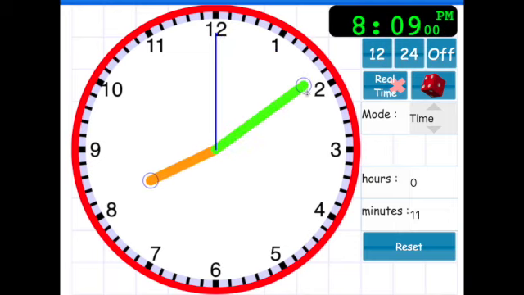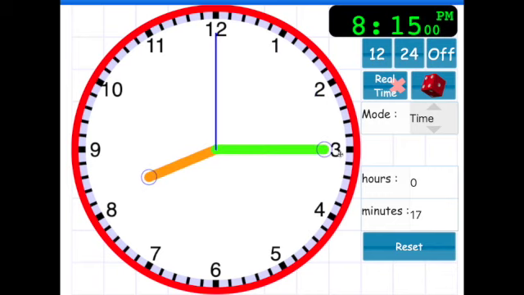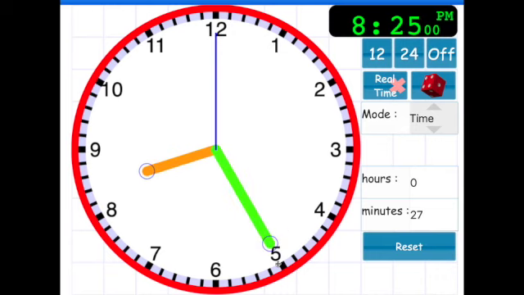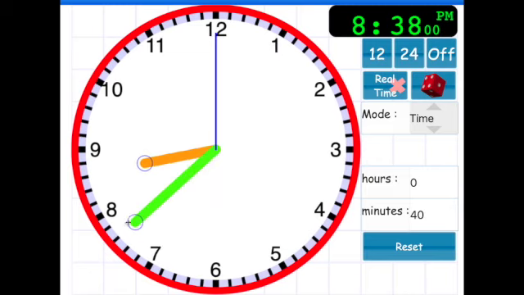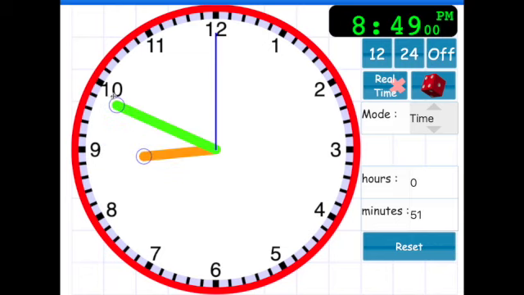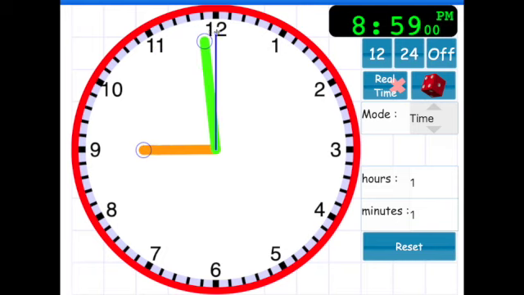5, 10, 15, 20, 25, 30, 35, 40, 45, 50, 55, 60, and a whole hour has passed by, 60 minutes, and that is the journey of the minute hand going all the way around the clock, right back to the beginning, and you can see our hour hand has moved from 8 to 9.